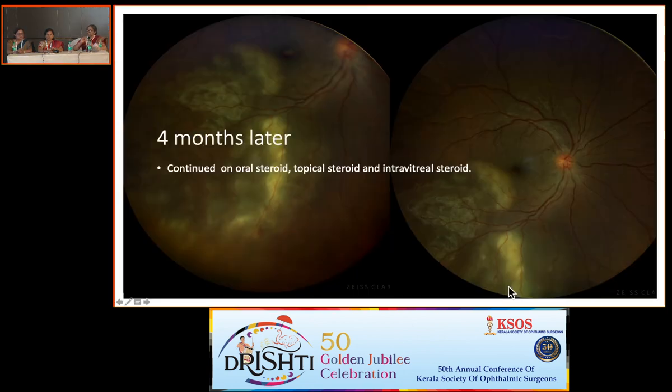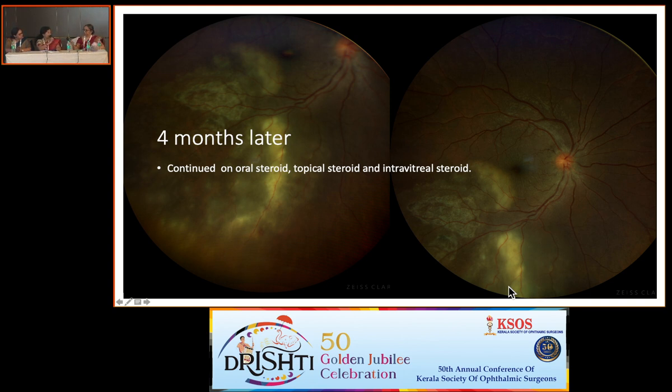Yeah, hold it. In this, you can see that there's scarring and the edges are active. I would go more in favor of a serpiginous choroiditis in this case, and since the biopsy was negative, the only other thing I might have done is go for a QuantiFERON TB Gold, but I would have gone for immunosuppression in this case. That's my take on this.